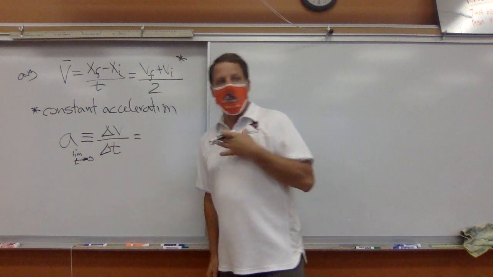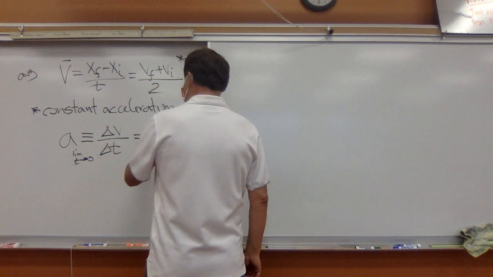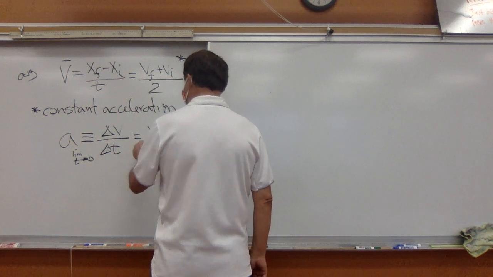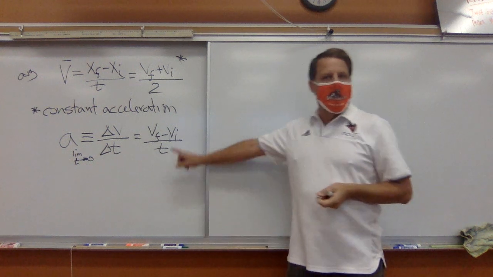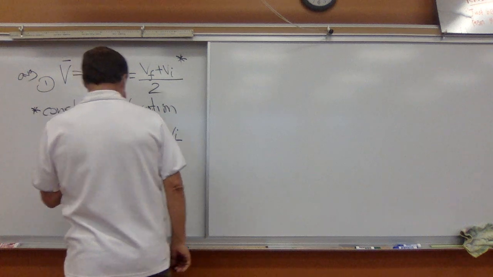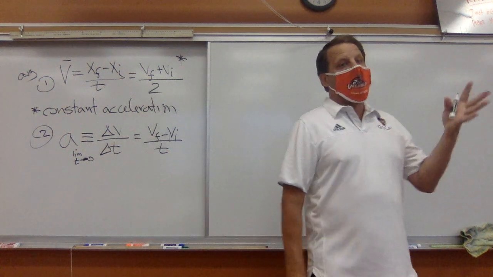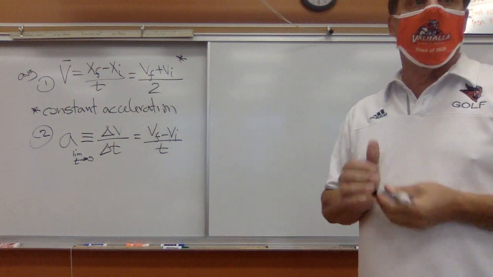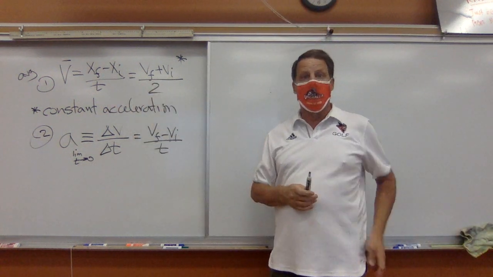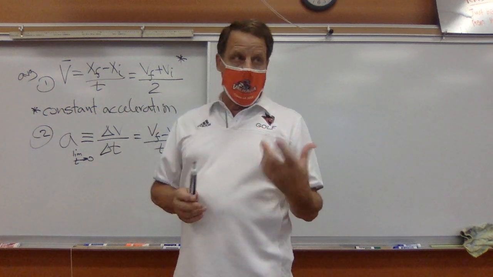So from a practical point of view, non-calculus, constant acceleration, this is going to be v final minus v initial over t. So this is what we're going to be using. We're going to call this equation 1, and we're going to call this equation 2. And I will summarize that, and we're going to basically have 4 equations that we're going to use predominantly for chapter 2 and chapter 3 before we get into forces.